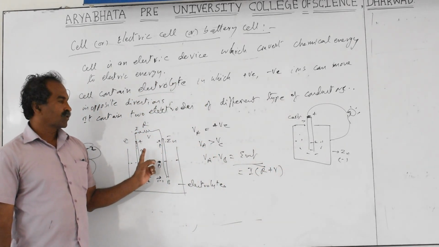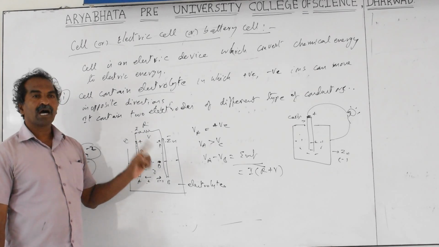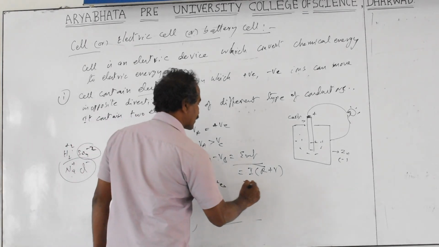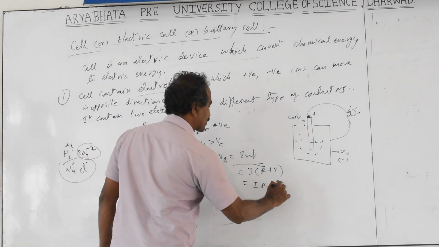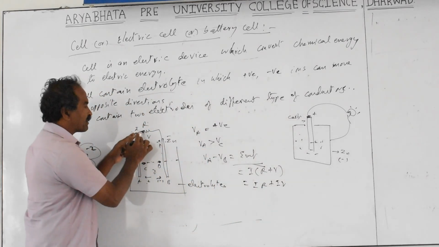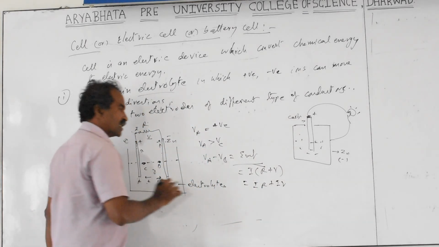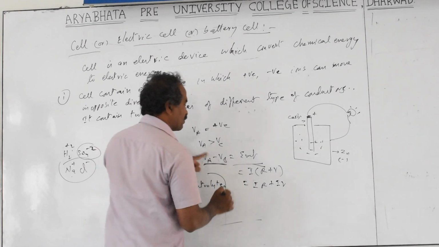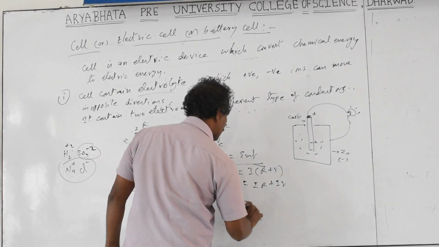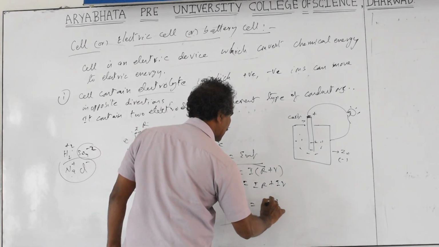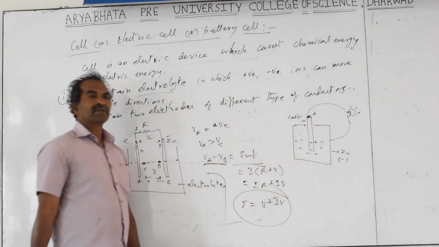Total voltage is supposed to be equal to I into R plus R. This is IR plus IR. This IR, what we are seeing, I into capital R itself is V, what we are seeing outside. So this becomes VA minus VB, previously what we discussed is EMF. So EMF is equal to V plus IR, which is the relationship between the EMF and potential difference.